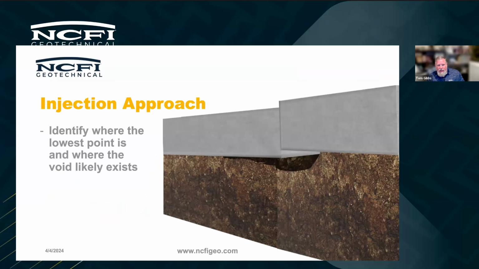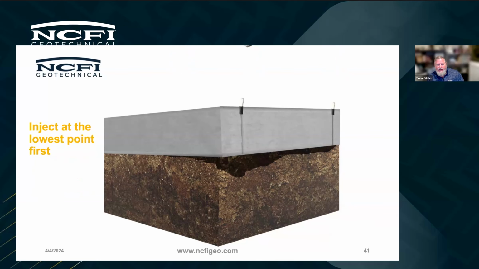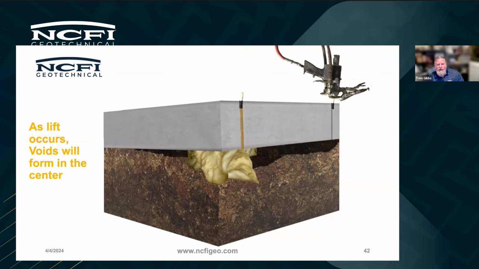Identify where the lowest point is and where the void likely exists, and start there and work your way back out. Drill your holes with appropriate spacing to the design grid pattern. In some cases, you want to pre-drill most of your holes. In some cases, you may want to wait. Again, starting at the lowest point, inject there first. As lift occurs, voids will form in the center. We need to make sure we get back through to fill all those in, especially when we're using faster foams. We want to make sure that we get full coverage underneath the slab so we don't have any voids.